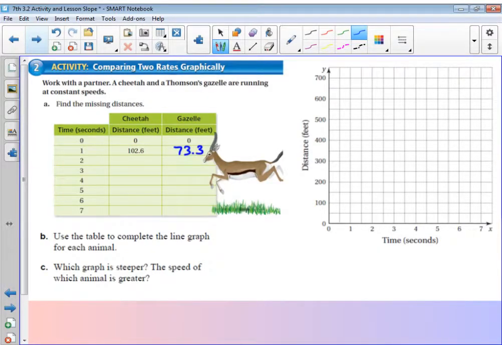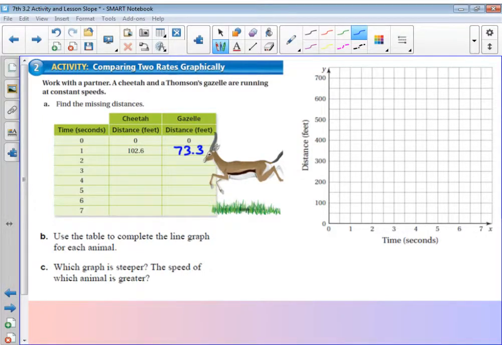Okay, so now we're trying to find the distance that each of those can travel in the amount of time given. At 0 seconds, each of them is going to travel 0 distance. At 1 second, since they're traveling this speed per second, the cheetah travels 102.6 feet away, while the gazelle is 73.3 feet away. Now we're going to do the next second. How far would they be away from their starting point?